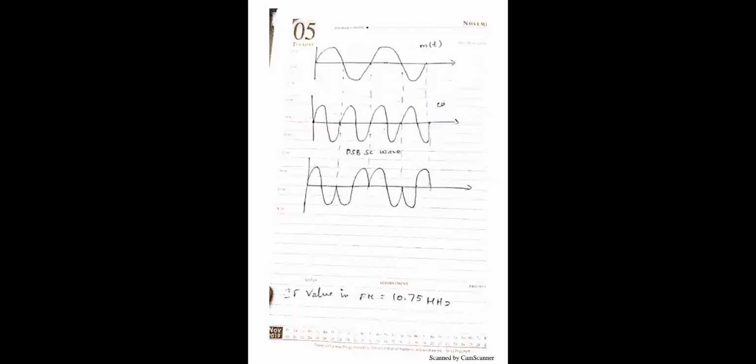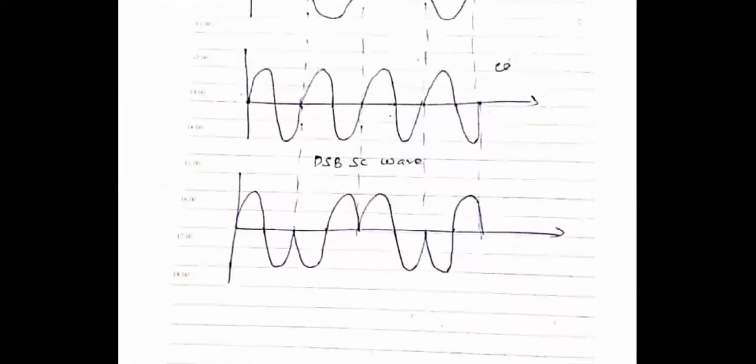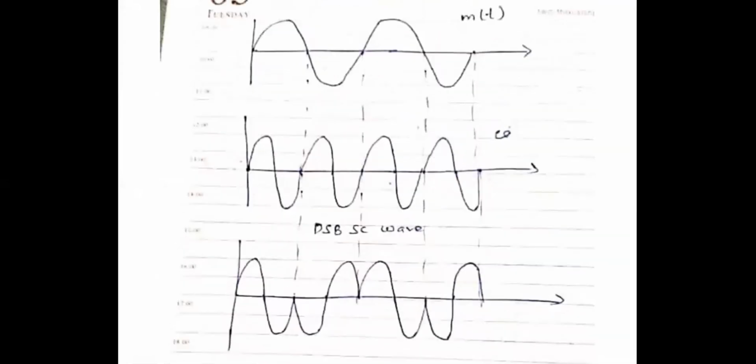So actually, I have given you this exercise on one day. How are we getting, during DSB waveform formation, zero crossing? We are getting phase reversal at zero crossing.